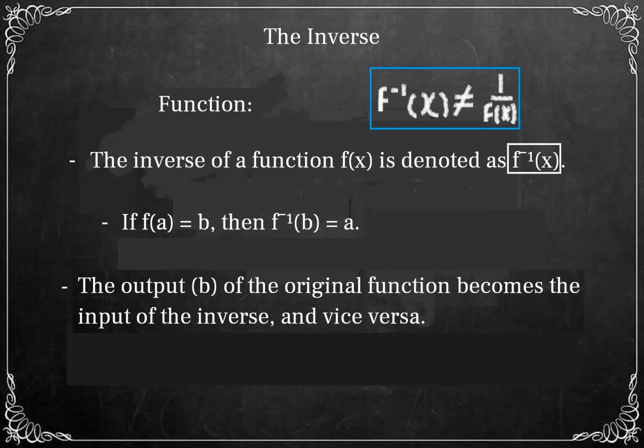Next bullet, if f of a equals b, then f inverse of b equals a. Very nice, because this property shows applying an input to the function f and then applying its output to its inverse in sequence will return us to the original input. See that? In short, the output b of the original function becomes the input of the inverse, and vice versa.